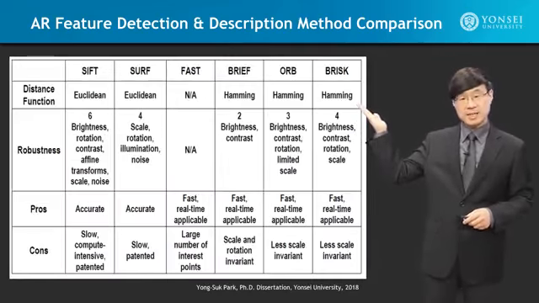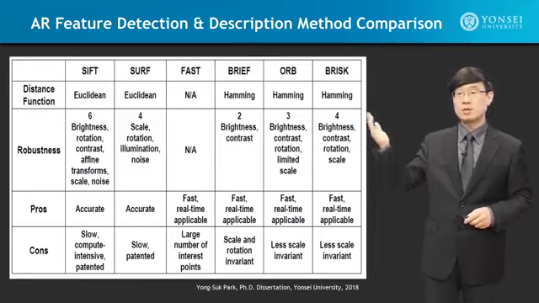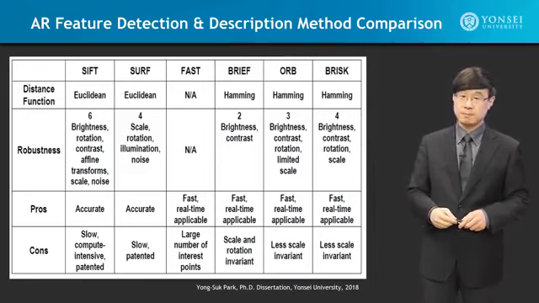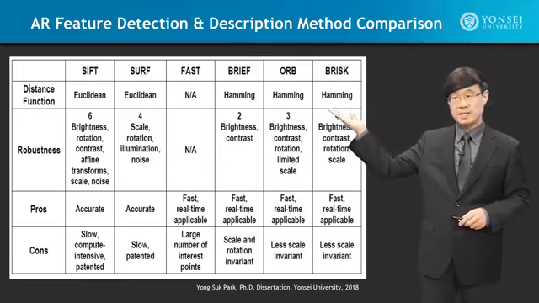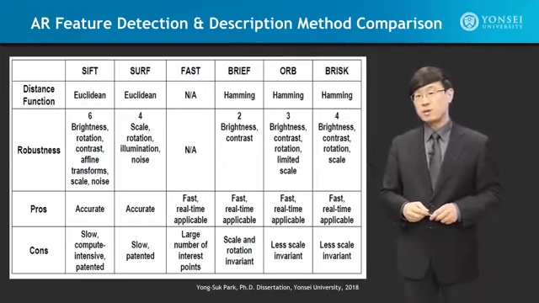Distance function is the next thing that we will look into. For SIFT and SURF, it's Euclidean, whereas for BRIEF, ORB, and BRISK, it uses the Hamming distance. So there's the Euclidean distance and the Hamming distance. What is the difference here?